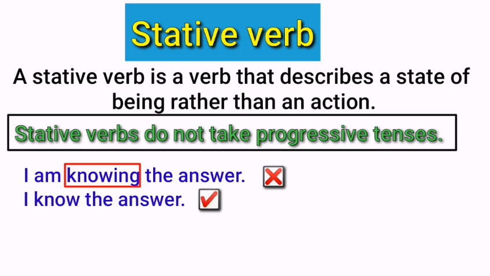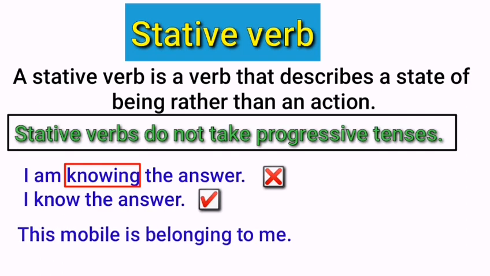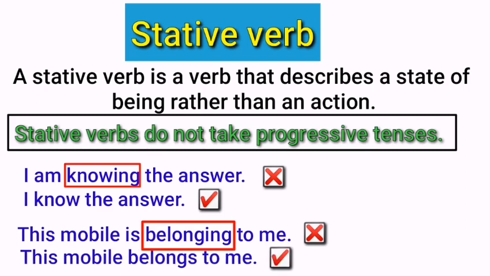Look at another example. This mobile is belonging to me. Again the stative verb, belong, is used in progressive form. As we have said, a stative verb cannot be used in progressive form, so this sentence is also incorrect. The correct sentence is, this mobile belongs to me.